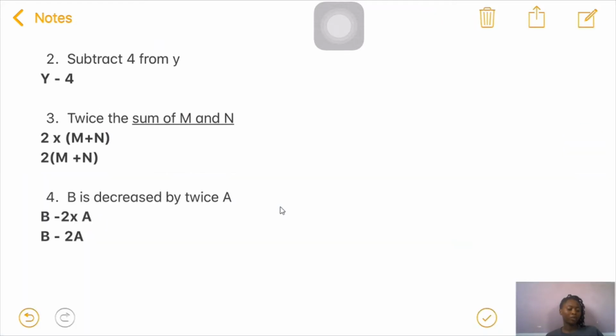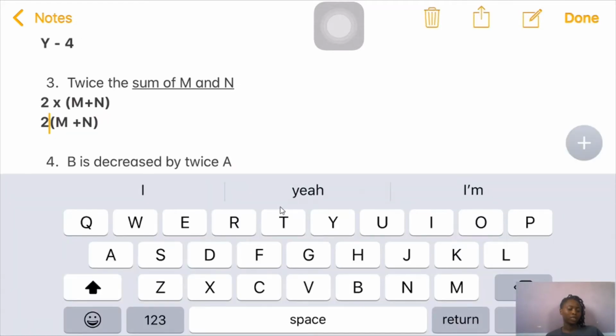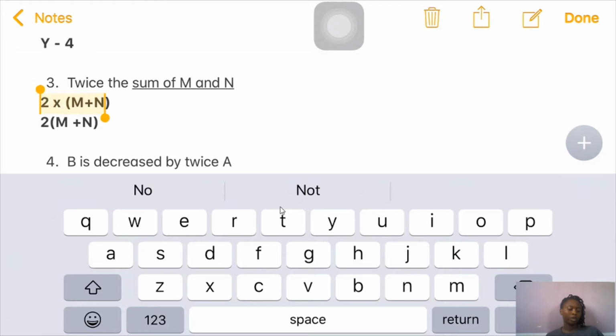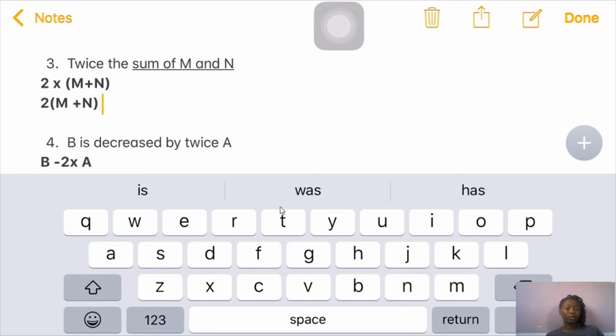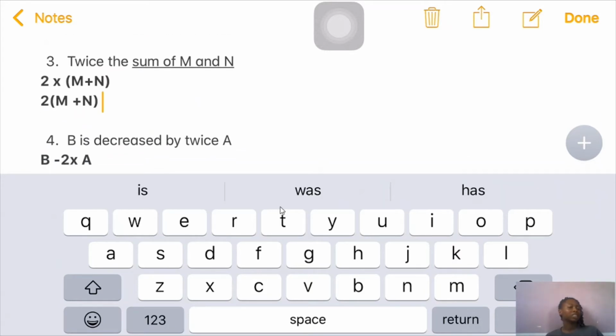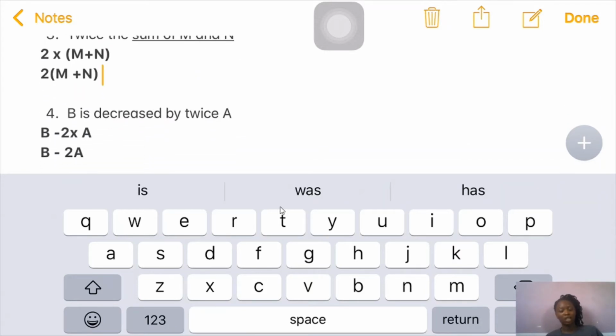So some of you gave me this answer, and it was very correct. And some of you also gave me this answer. Yes, that's a good job. So 2 bracket open m plus n, or 2 times m plus n. And the final one was b is decreased by twice a.